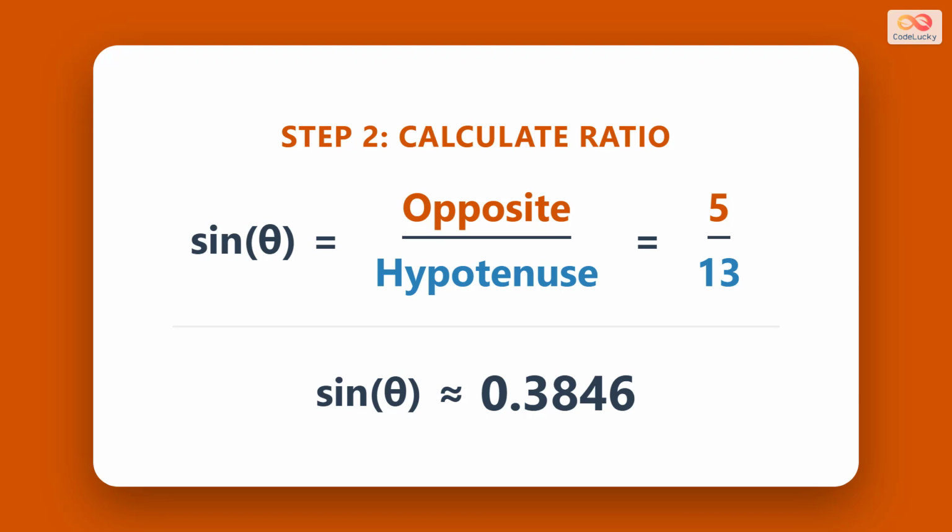We apply the same formula. Sine equals opposite over hypotenuse. That gives us 5 divided by 13. If you type that into a calculator, you get approximately 0.3846.